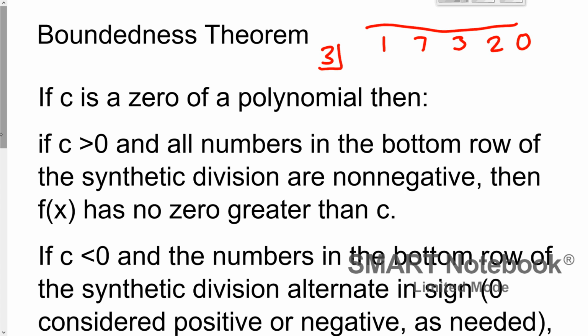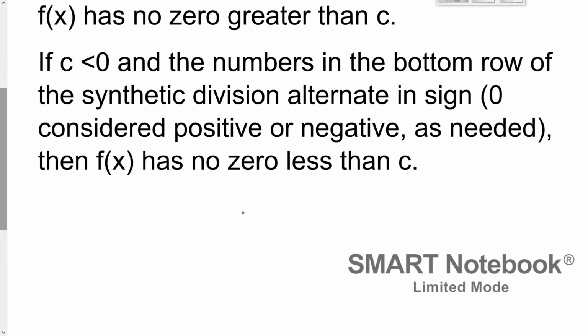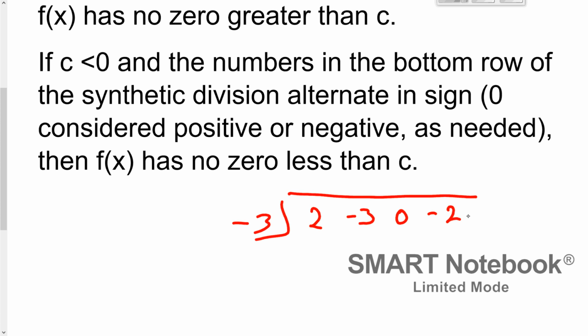Now the second case is if C is smaller than 0. So if I plug in a negative number, say negative 3, then my bottom row has to be alternating. Okay, so I could have 2, I could have negative 3, I could have 0, I could have negative 2, and then 0. Okay, so it's okay if 0 is in there. That's why it says as needed. But it alternates. So my bottom row alternates. I got 2, a positive, negative, and then 0. So negative can be positive here, and then negative 2, and then 0 again can be positive. So here it alternates, positive, negative, positive, negative, positive, negative.